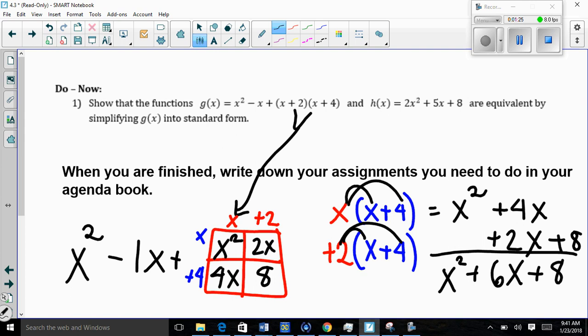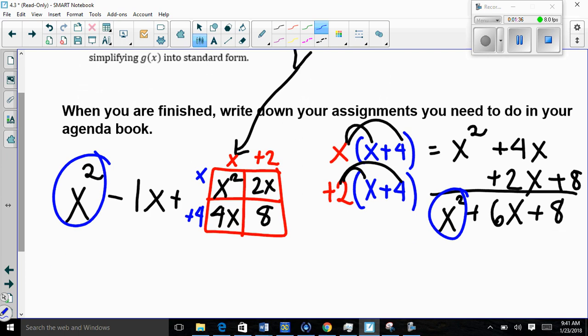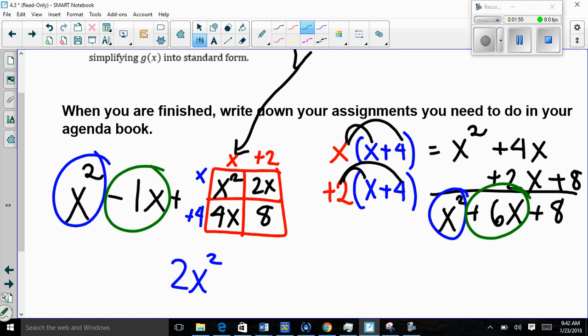Who can raise their hand and tell me which ones have the same last name? X squared and x squared. If I have one x squared and another x squared, how many x squareds do I have? 2x squared. A lot of people are multiplying or adding the exponents. Here we're just adding. Who can tell me the other two that we can combine? Negative 1x and 6x. What's 6 minus 1, or negative 1 plus 6? 5x.